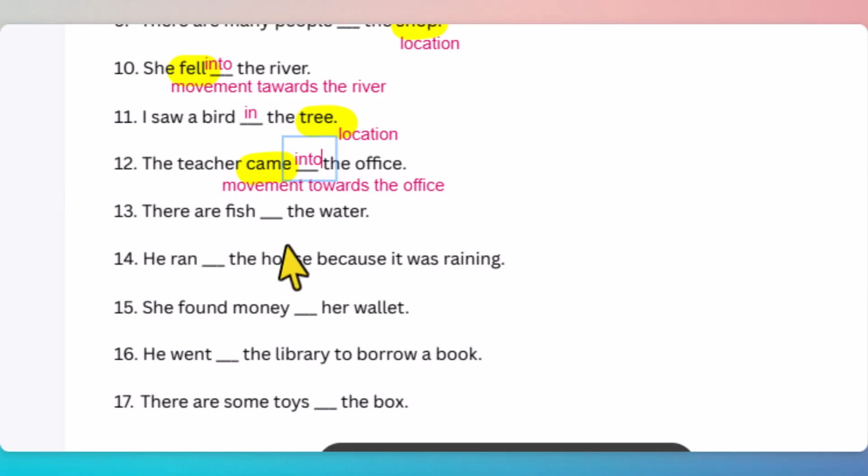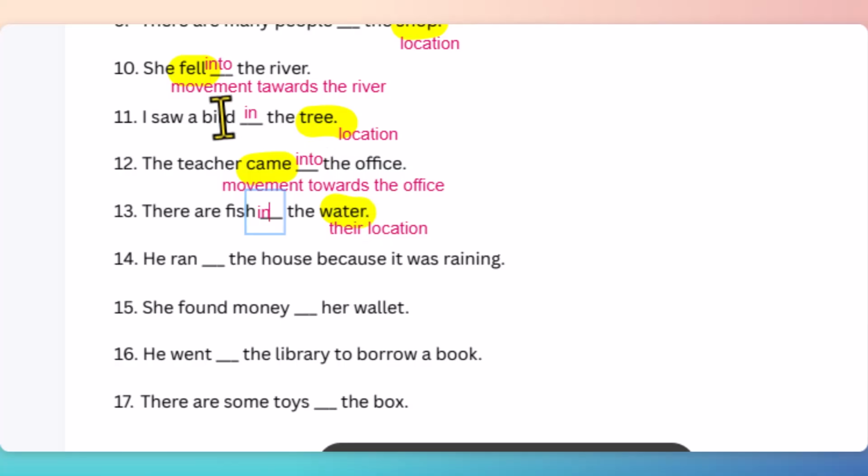Number 13. The fish are the water. Are the fish moving to the water? No. The fish are already in the water, so it is their location. That is where they stay. Which one do we use for location or place? We use in.